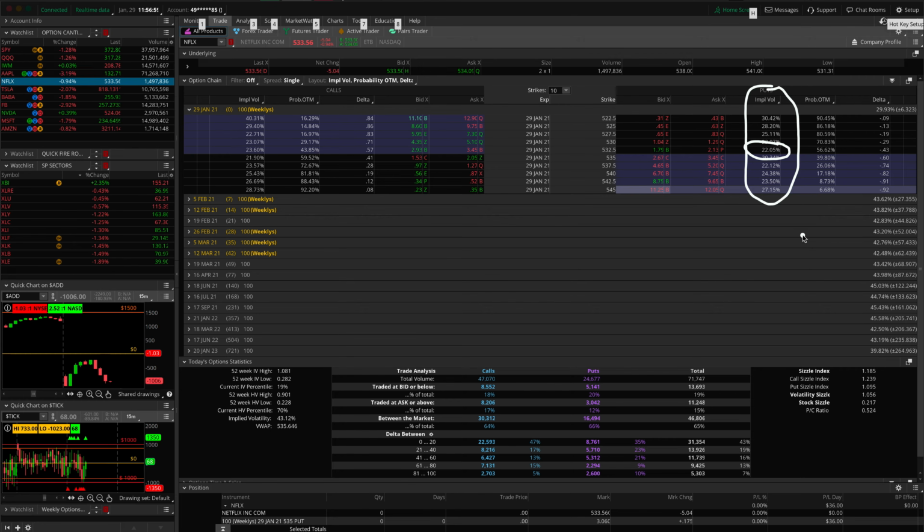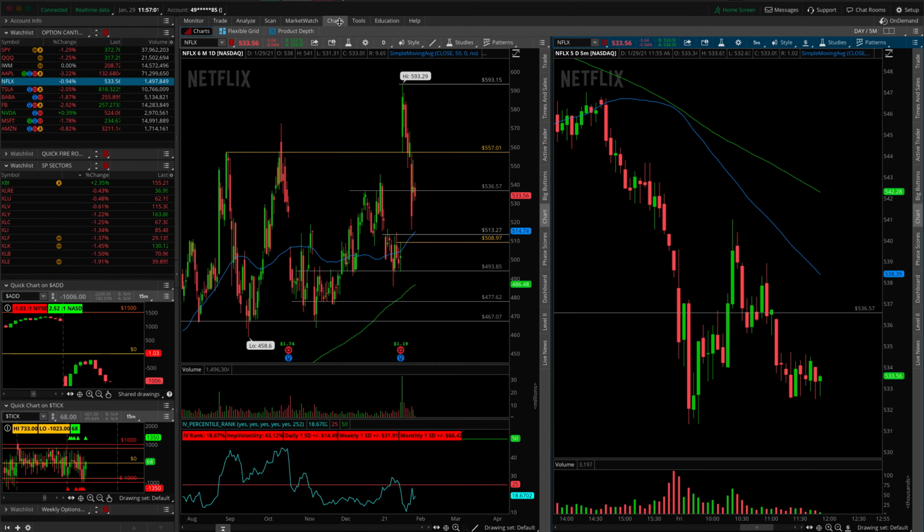So if you don't know what's normal, what you can do is just go on Google and type in implied volatility rank study for Thinkorswim. You get this thing down here in the bottom left, and all it's going to do is give you a better sense of what's normal and what's not. So here's where we were, right? The past couple months of trading, all the way back to late November.